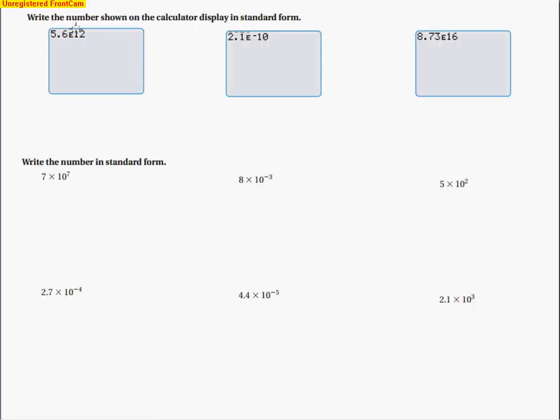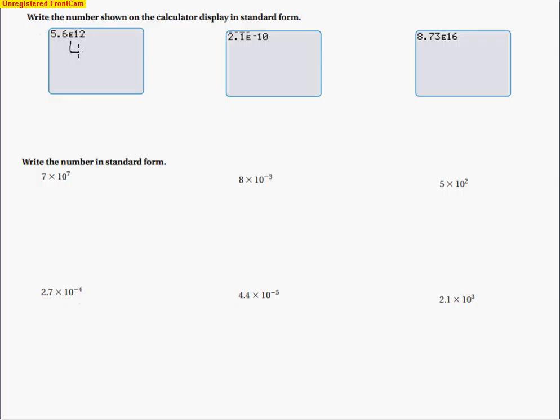Oftentimes when we're dealing with scientific notation, we might be using a calculator to do a big calculation, maybe a multiplication problem of some numbers that make the number so big that it doesn't fit on the screen. Because there's limited space on the screen, they might use scientific notation to represent that. Not all calculators use the times sign. Some of them do use the X for the times sign, and they'll sometimes instead use this E.